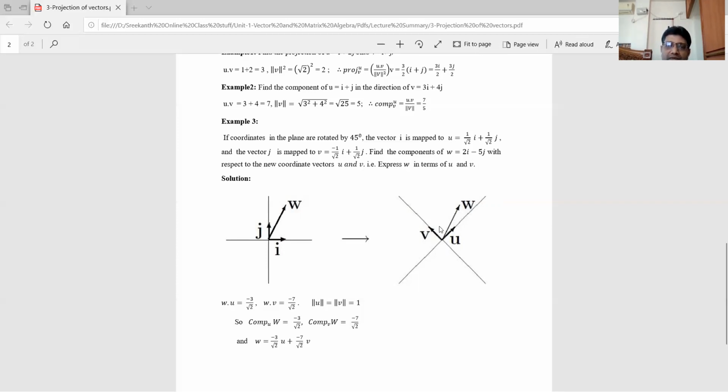So in this, the unit vectors are u bar and v bar, because the frame is changed, it is rotated. So this is one problem where the projection is very handy to calculate the components of this w in terms of u and v. I hope you understood these concepts well. Okay, thank you for listening to this.